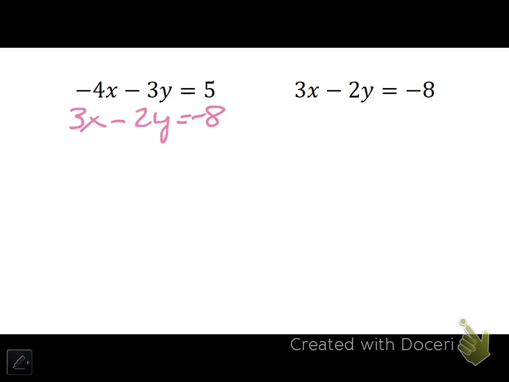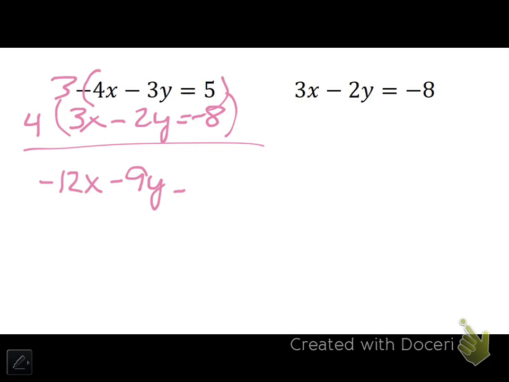Okay, if I want to cancel my x's, we're going to have to get to be 12. So we're going to multiply the top by 4, or the top by 3 and the bottom by 4. So I'd get negative 12x minus 9y is equal to 15. And then 12x minus 8y is equal to negative 32.